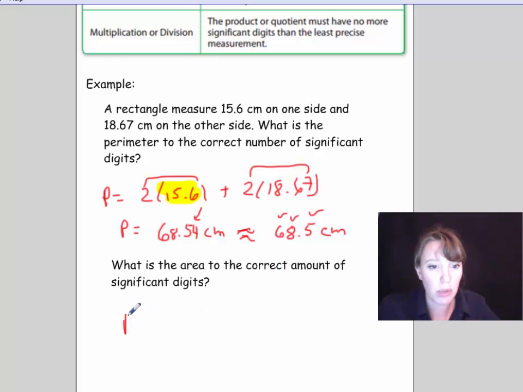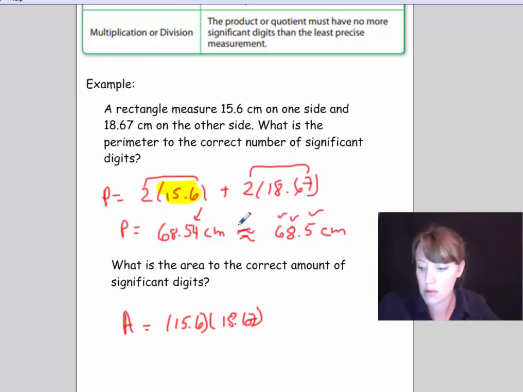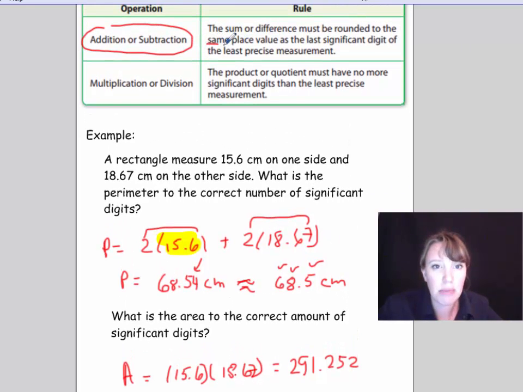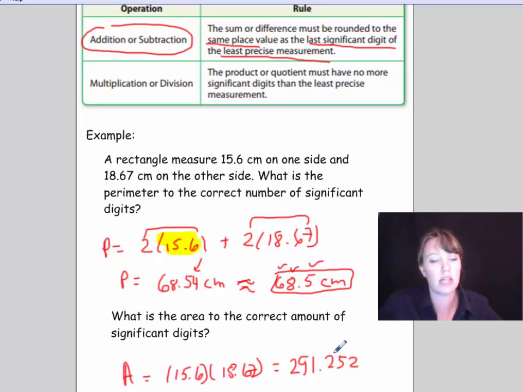What is the area? So the area we know is just the length times the width. Okay, and so my answer here is 291.252. And I sort of made a mistake in my explanation for the perimeter problem. So let's just look at the addition and subtraction rule again. It has to be the same place value as the last significant digit of the least precise measurement. So 15.6 was the least precise measurement. The last significant digit ended up in the tenths place. So I needed my answer to end up in the tenths place here, which is what it did. I accidentally counted the significant digits, which is not what you're supposed to do.